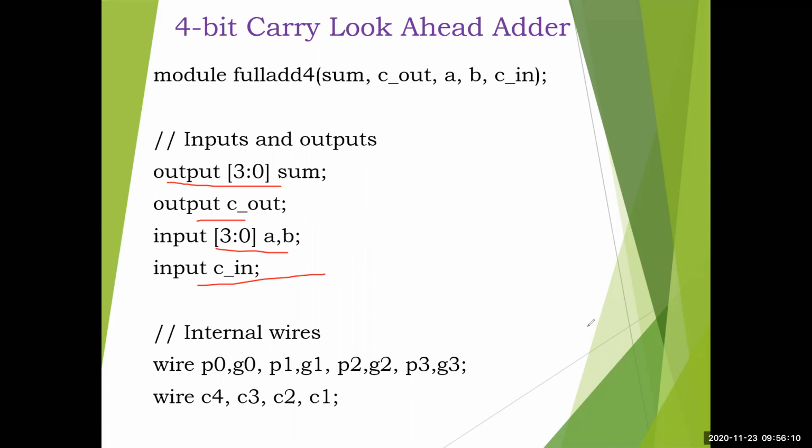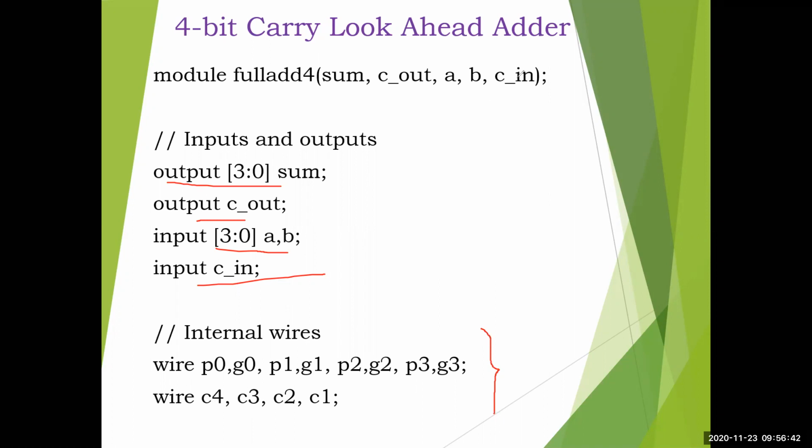These are additional here. Why? Because we have generated these additional signals, right? P0, G0, P1, G1, P2, G2, P3, G3. You can declare these as vectors also. In the programming, I have used vectors. Then these are the carry signals C4, C3, C2, C1. C0 I have not written, because I can use Cin directly. C4 I will assign as Cout at the end.